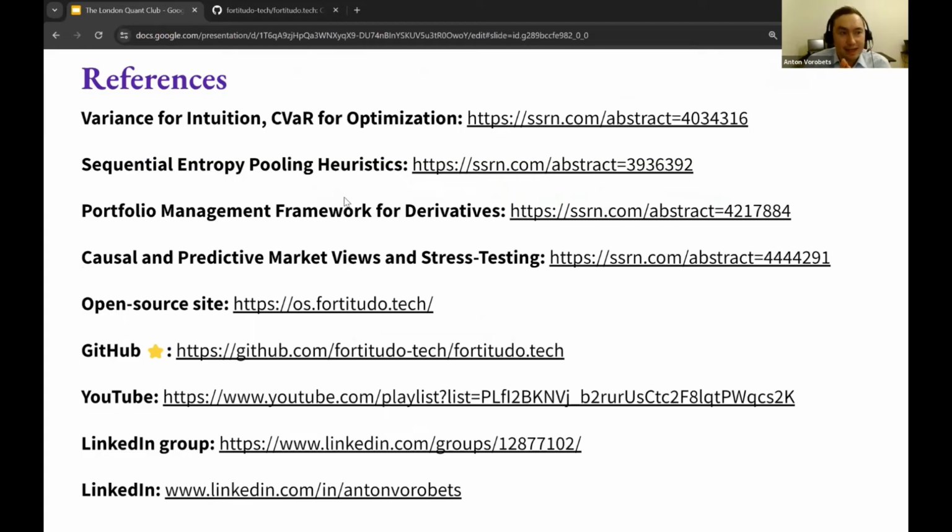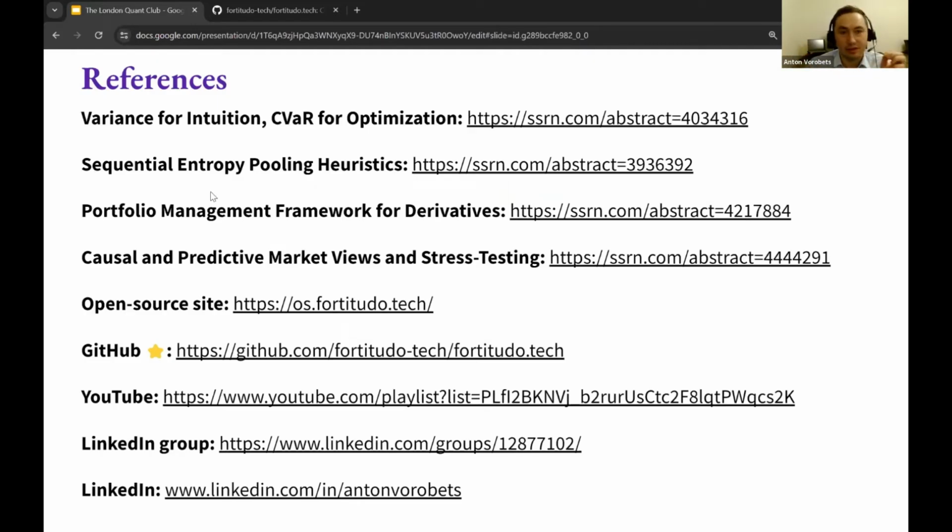Okay, so the last slide here is just some references that you can go into and read more about this framework. The first one is just an explanation of why we prefer to use variance to build intuition and then CVaR for portfolio optimization and portfolio management. It also gives you an overview of some pros and cons and gives you some nuances of this risk budgeting exercise that you saw before.